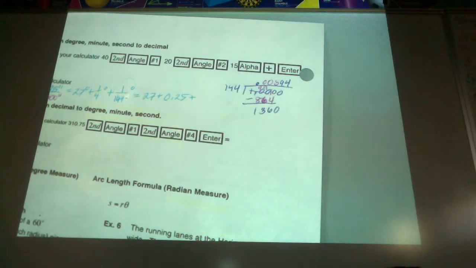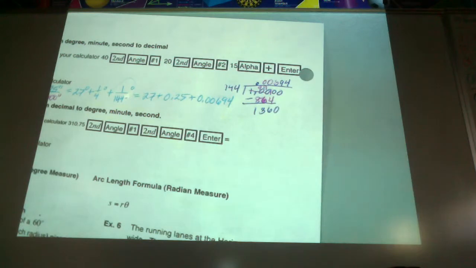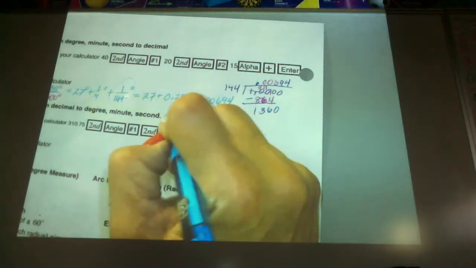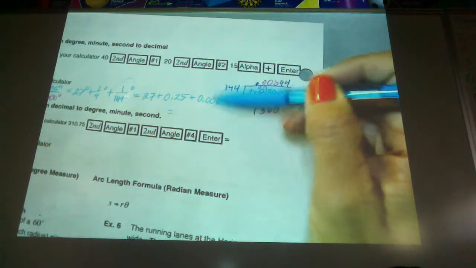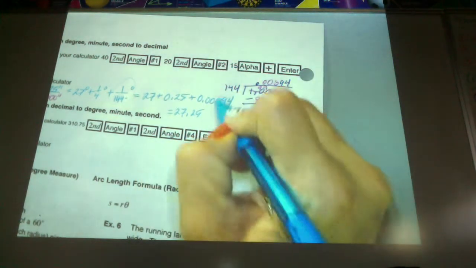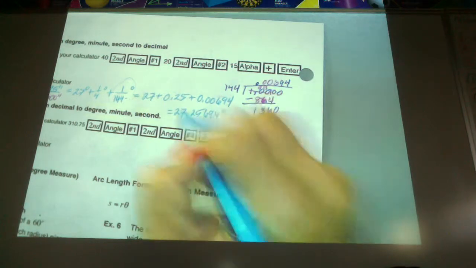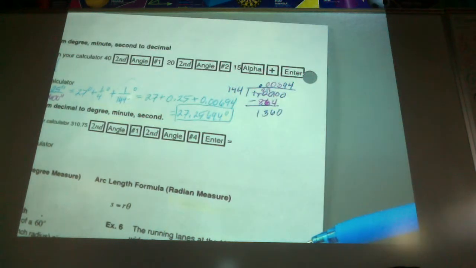So we've got 0.0069, and we're only going to go out to 4. But you could accomplish that by doing your long division. Then finally, our final answer. These are easy to add together. My 25 goes in place of the double zeros. So I have 27.25694 degrees. So the only really ugly part is that long division at the end of the seconds.